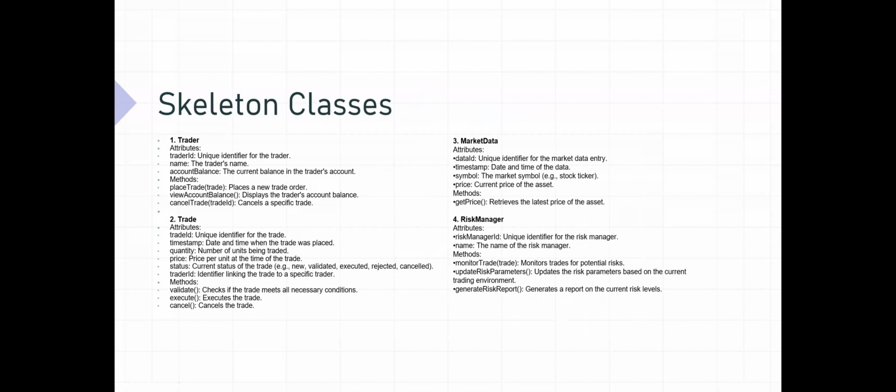So here are my skeleton classes, which outline the main classes involved in the system, detailing their key attributes and methods. It also defines the structure of the corresponding database tables required to store system data. All in all, this ensures a foundational guide for both the application and the database, which ensures consistency and alignment between the two. So here I have trader, trade, market data, and risk management.